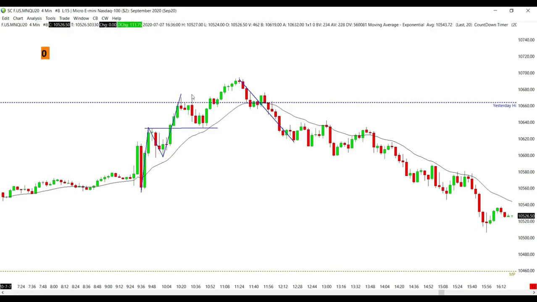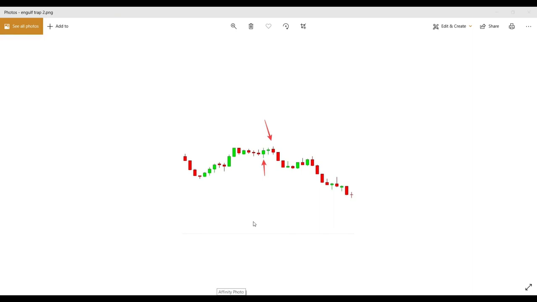Notice how we have this engulf. Now I want you guys to understand we want to take the next available bar. So let me show you guys a quick example real quick. Okay, so here's a picture. The market's going down, right? Now for the engulf trap, you want the engulf to be in the opposite direction. So if the market's going down, you want to show a green engulf. If the market's going up, you want to see a red engulf.